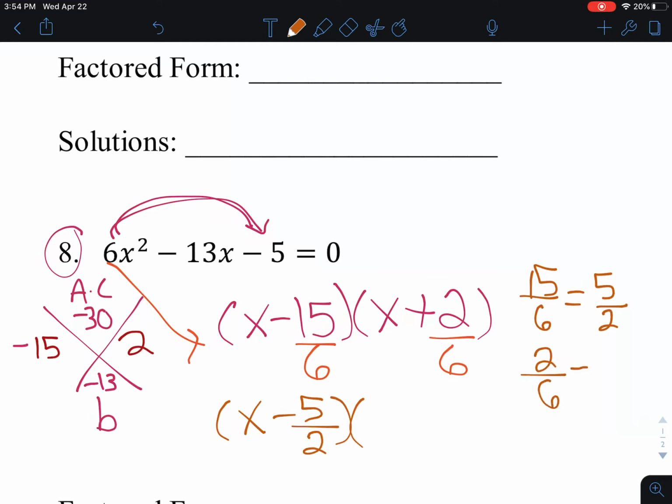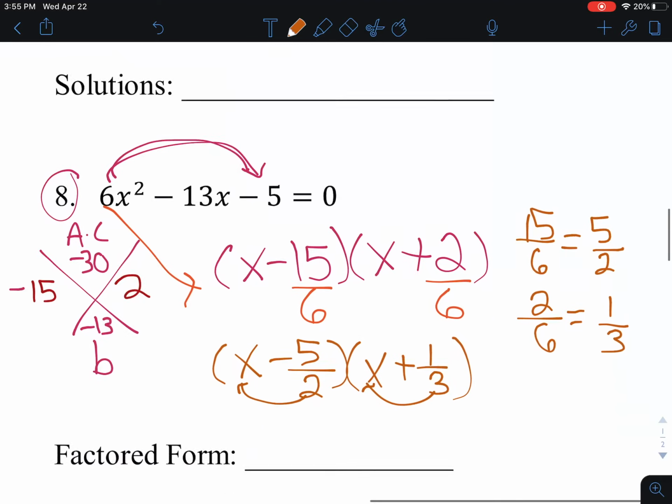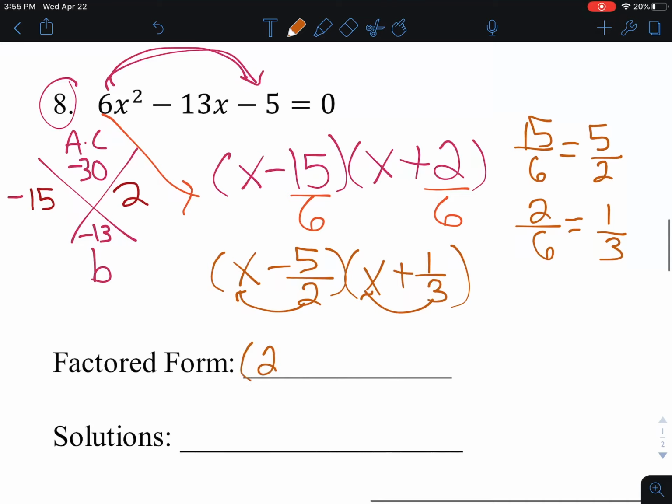And 2 over 6 is also not reduced. That's really 1 over 3. So x plus 1 over 3. And then remember what you do is you swing that in front in order to clean that up. So I'm going to be 2x minus 5, and then 3x plus 1 equals 0. This is your factor form.